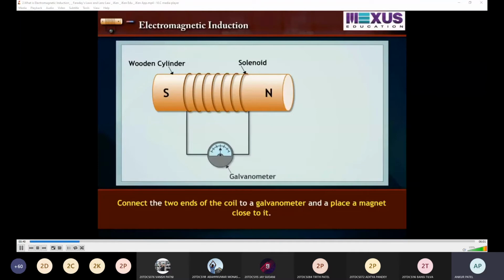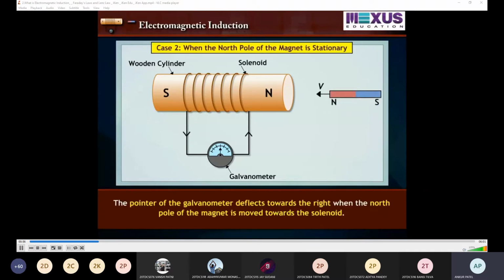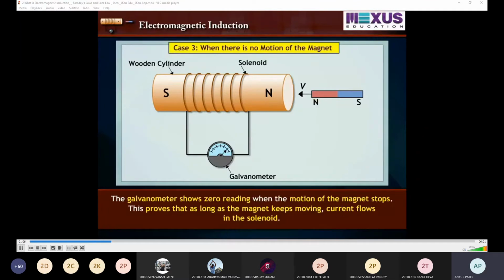Connect the two ends of the coil to a galvanometer and place a magnet close to it. The reading of the galvanometer is 0 when the magnet is stationary. The pointer of the galvanometer deflects towards the right when the north pole of the magnet is moved towards the solenoid. The galvanometer shows 0 reading when the motion of the magnet stops. This proves that as long as the magnet keeps moving, current flows in the solenoid.